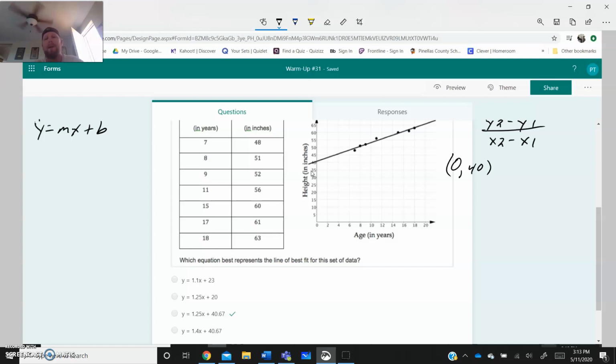And my second point, I'm just going to come over here and try to find an easy number. 20, and it intersects pretty much right at 65. So my other point is going to be 20, comma 65. To find my slope, I use this formula, y2 minus y1 over x2 minus x1, because apparently you're supposed to remember these formulas for the rest of your life because you guys are going to use them every day.